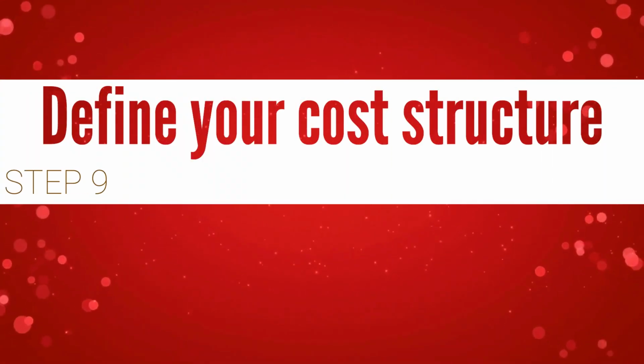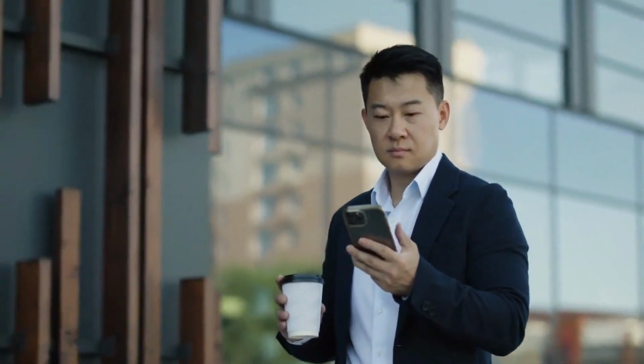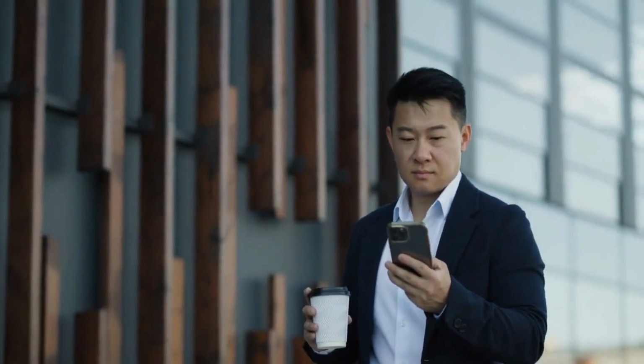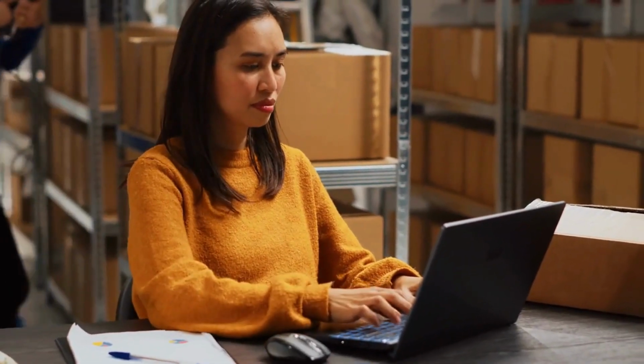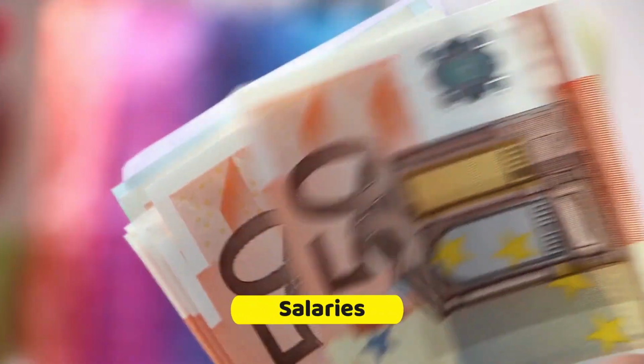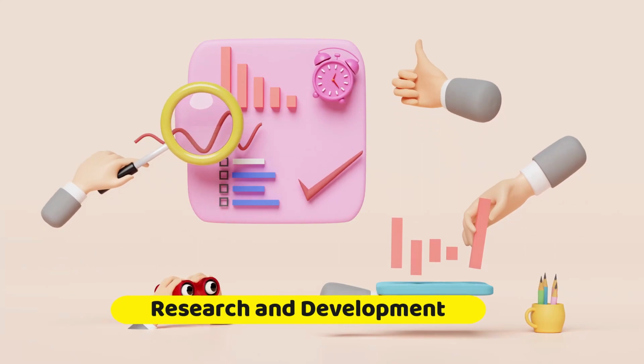Step number 9. Define your cost structure. Defining your cost structure is a decisive step in creating a successful business model. Cost structure refers to the expenses and costs that your business incurs in order to operate effectively, such as salaries, rent, production costs, marketing expenses, and research and development.